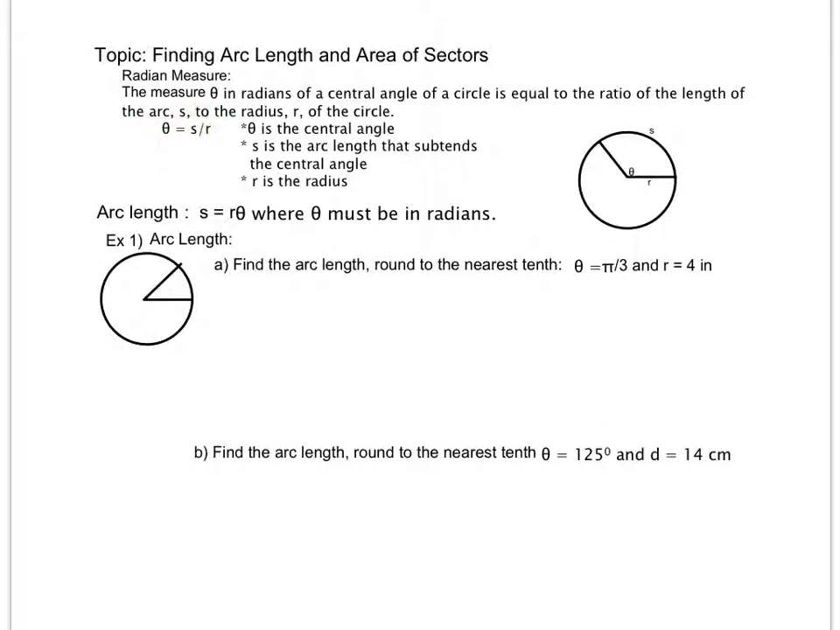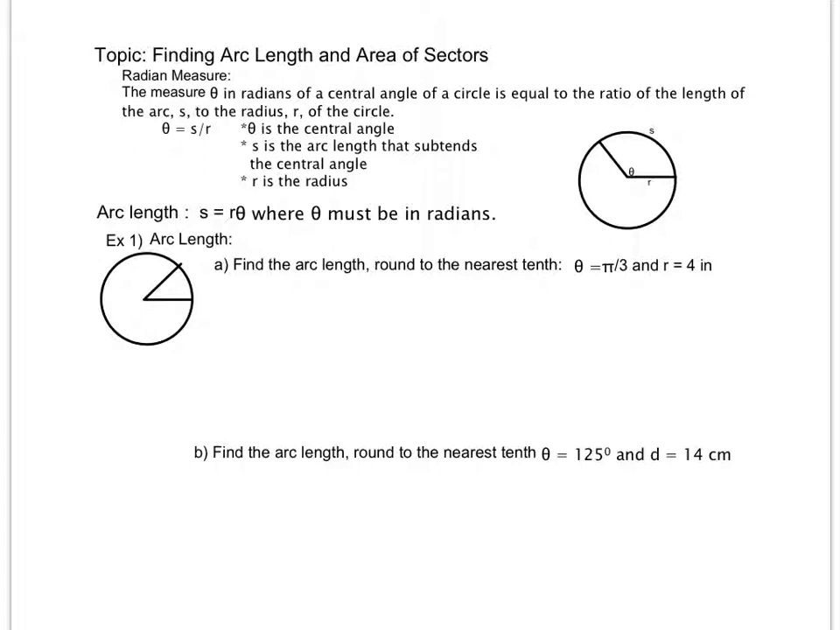If I multiply both sides by r, I get arc length S is equal to r times theta. And again, theta must be in radians. I want to look at two examples with arc length, then I'm going to introduce the area formula for you, and then we're going to look at one example with that. On each of these examples, I'm asking you to round to the nearest tenth. I'm going to show you how to find the answer in its exact form, and then round it at the end, as opposed to rounding at my in-between steps.